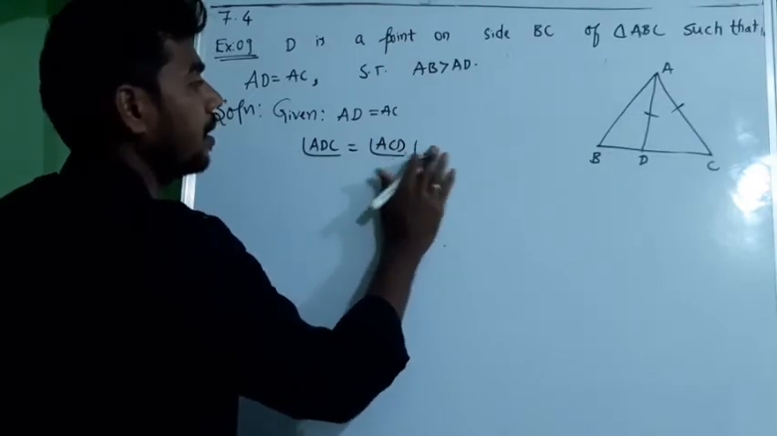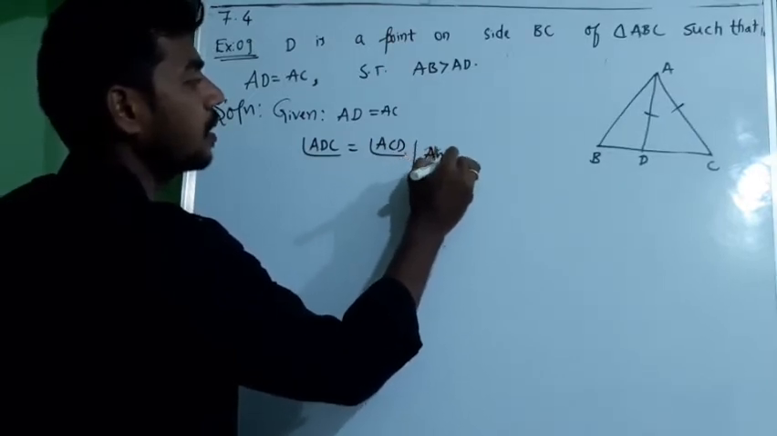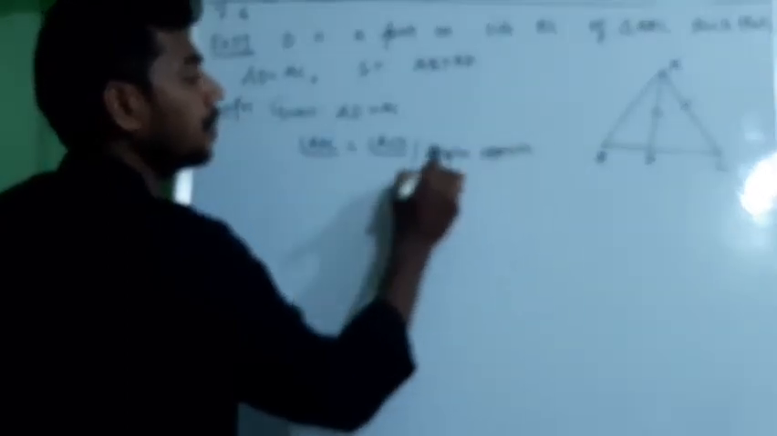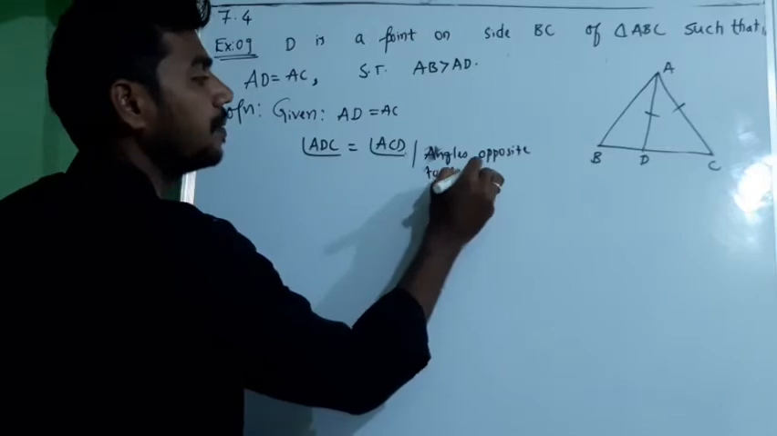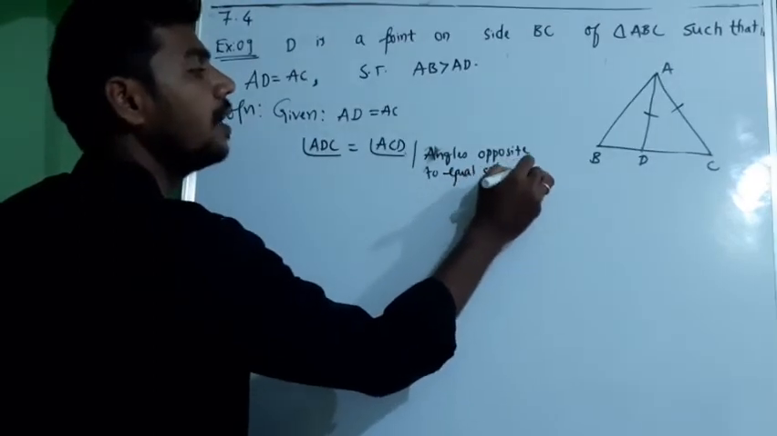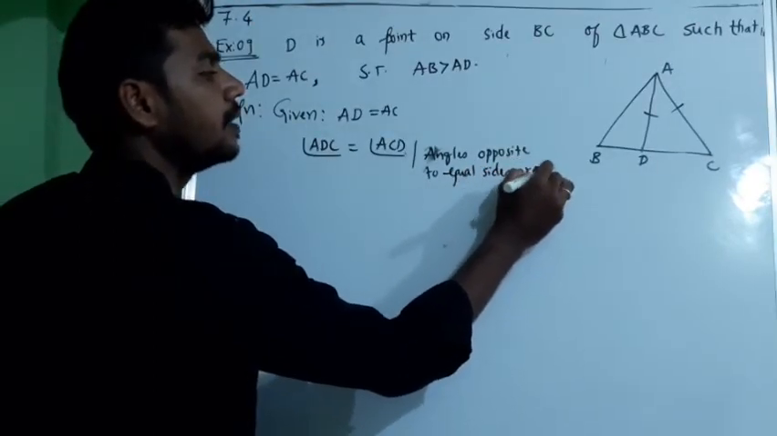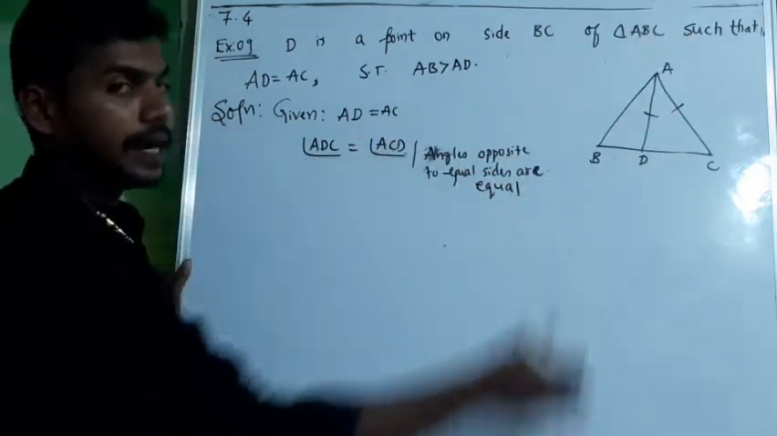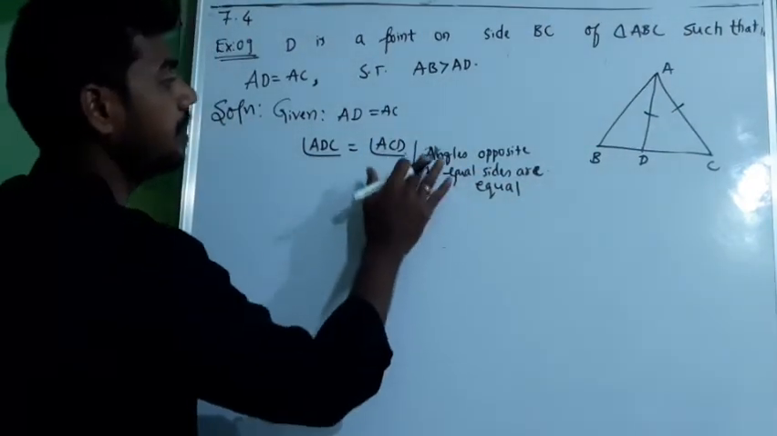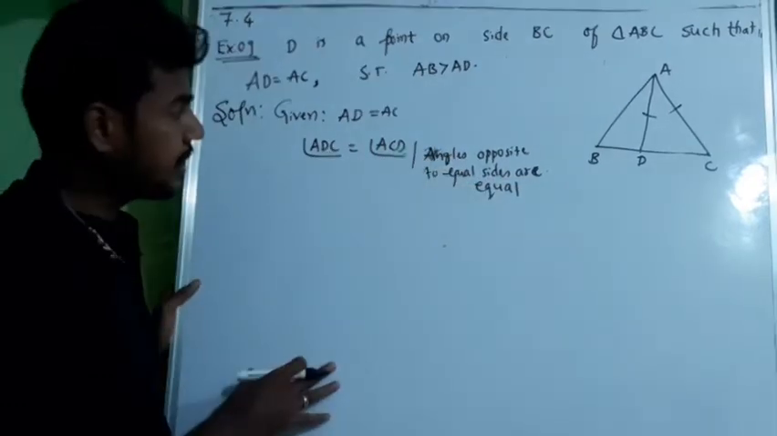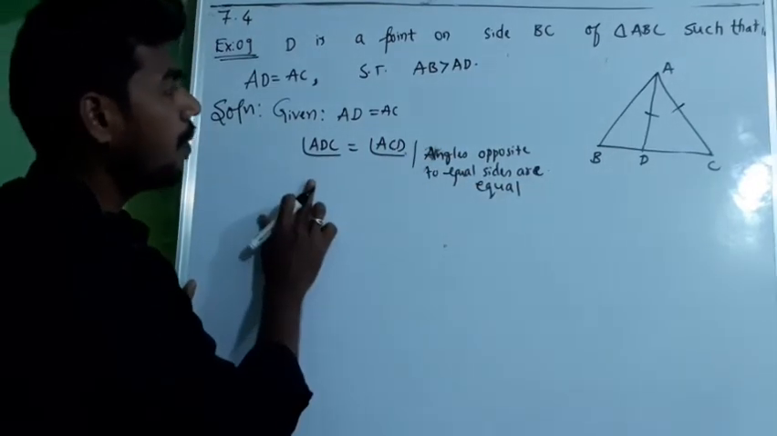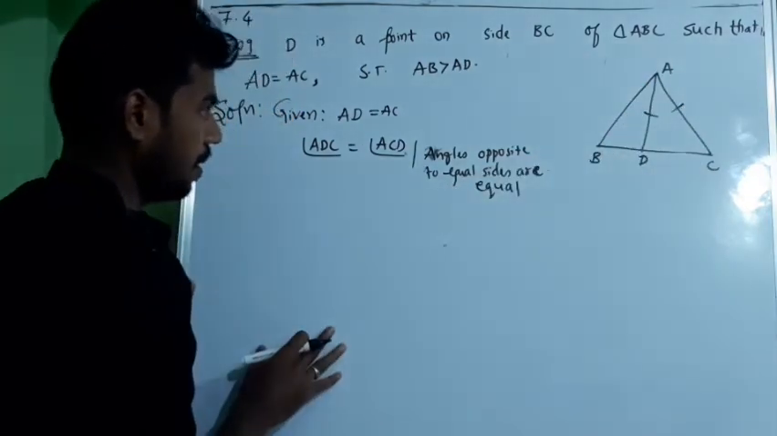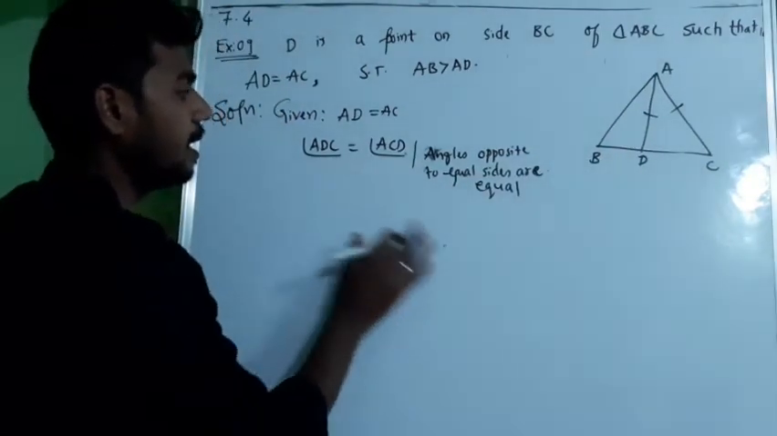So angles opposite to equal sides are equal. Already we studied this. Angles opposite to equal sides are equal. That only I have written. So now what can I write? ADC is equal to ACD. Now instead of ADC I can write ACD.